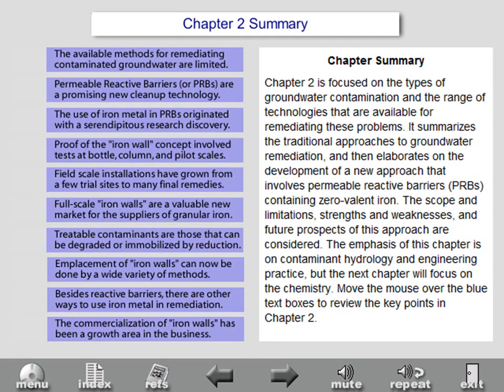Here's a summary of the major points presented in Chapter 2. Move the mouse over the blue rectangles of text for elaboration on each point and its relation to other points made in the chapter.